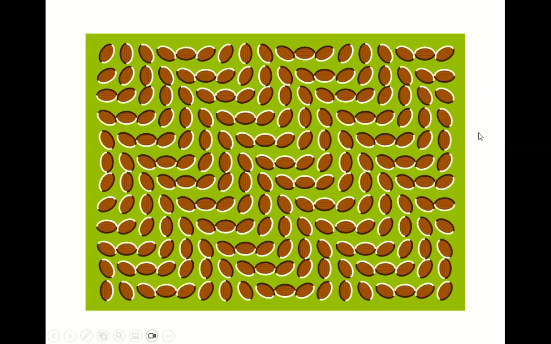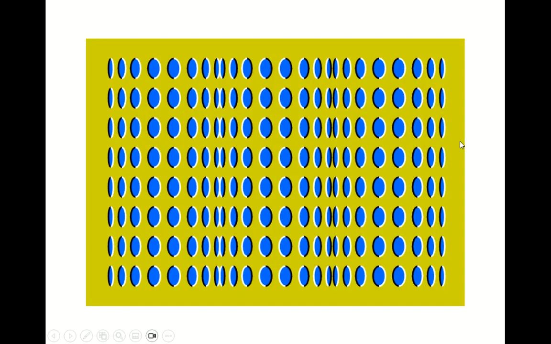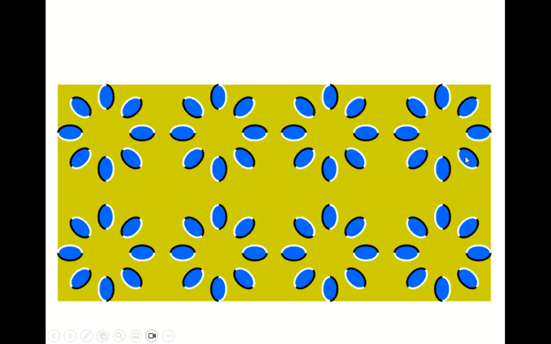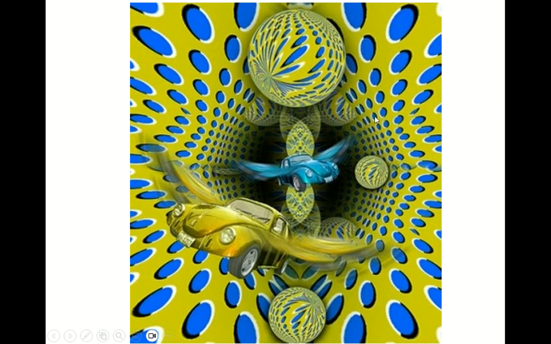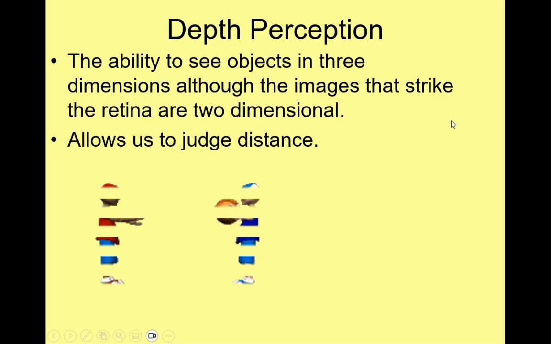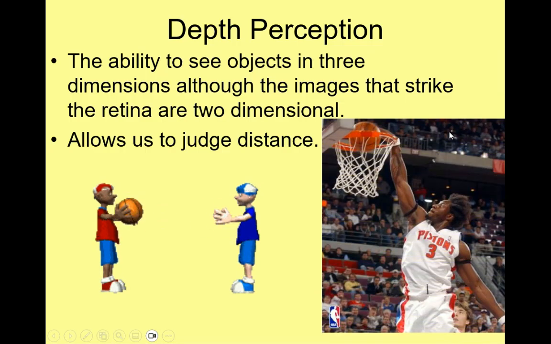All right, moving right along. All of those lines are perfectly straight, not squiggly. Okay, that is not moving. That is not moving. Neither is that. It's not moving.